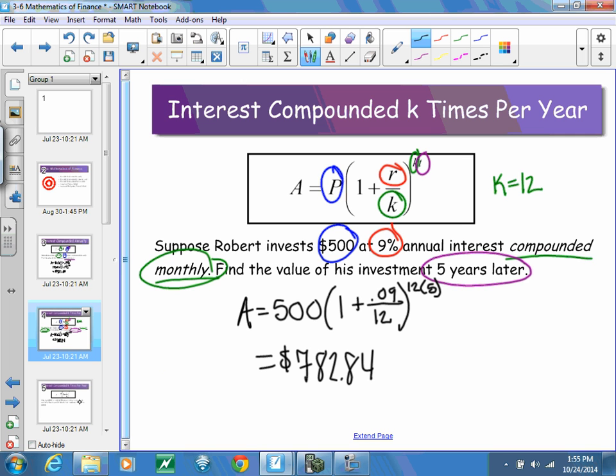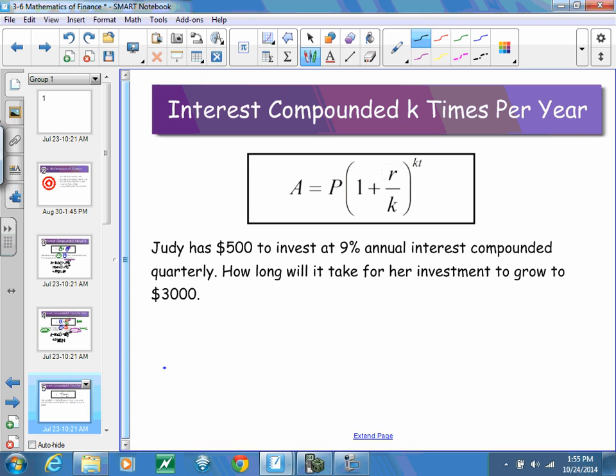The next one is looking at the same type of formula, but this time figuring out how long it would take for an investment to grow to a certain amount. So we have the initial starting amount, the principal amount. We've got the interest rate at 9%. It says it's being compounded quarterly, so that tells us that K is going to equal 4. And it's asking us how long will it take for our investment to reach $3,000. Well, that's going to be our value of A.